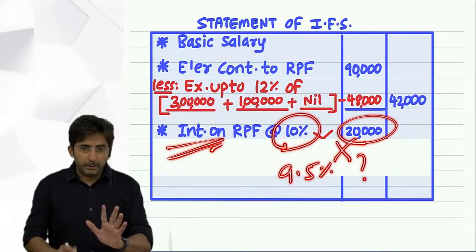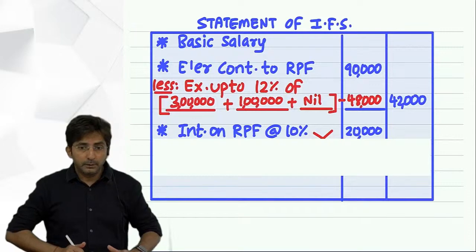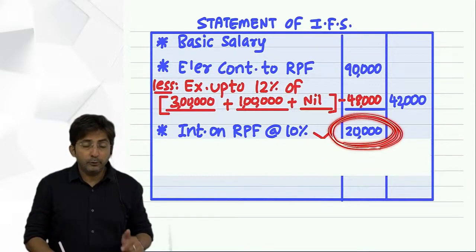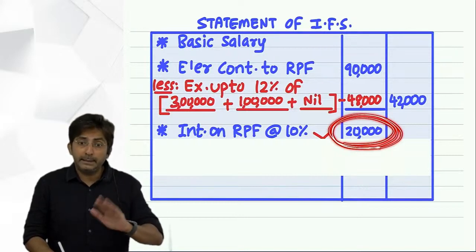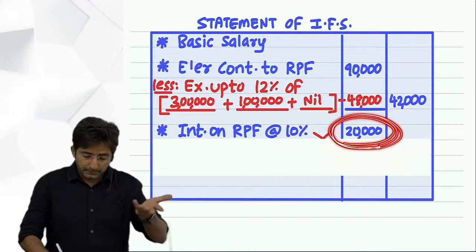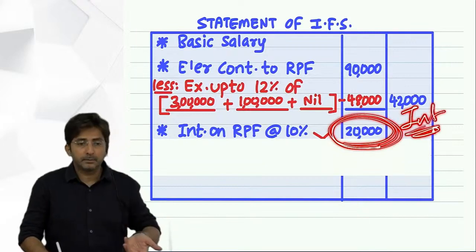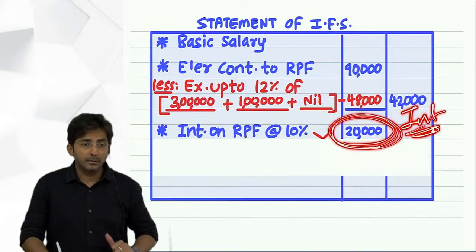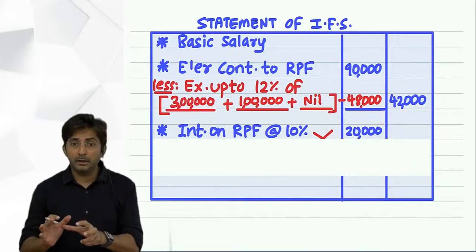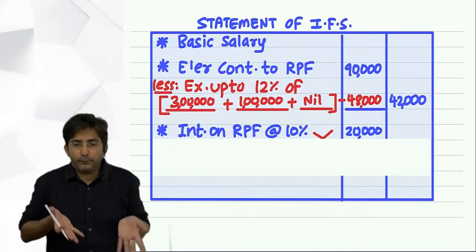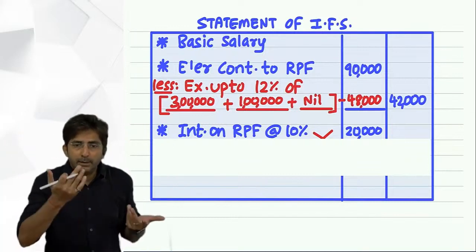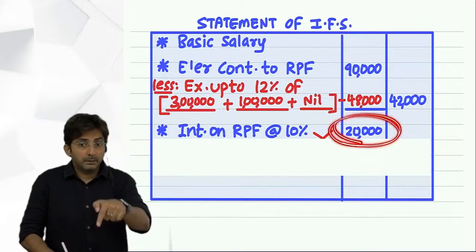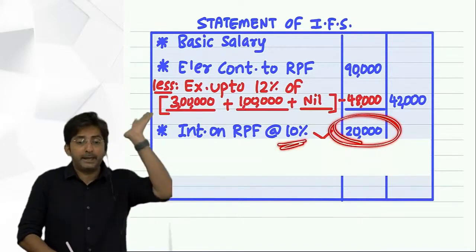Now you can find it, but did you understand what mistake is possible? Students will directly calculate 9.5% on this. And you know why it is wrong? Because you are calculating interest on interest. This 20,000 itself is interest, and on interest you are calculating interest again. That is wrong. Rate of interest we apply on the fund balance, and we don't know the fund balance in the question. You will never know it. They will always give you the interest figure, but the given interest figure will be at some different rate.